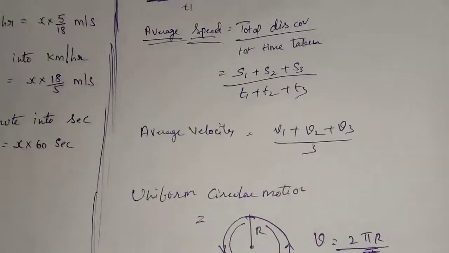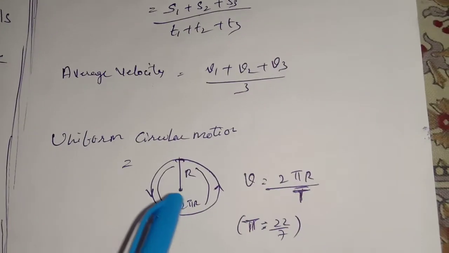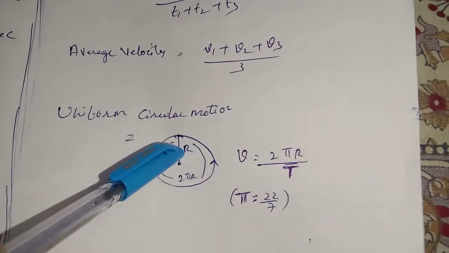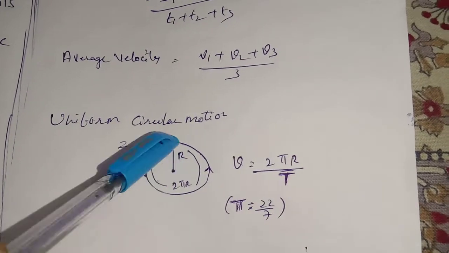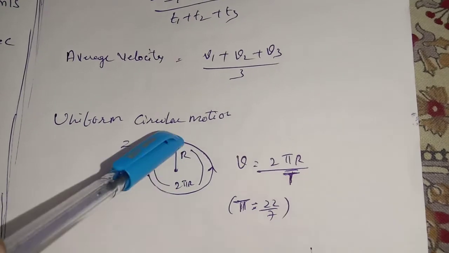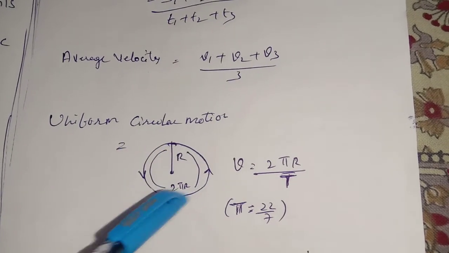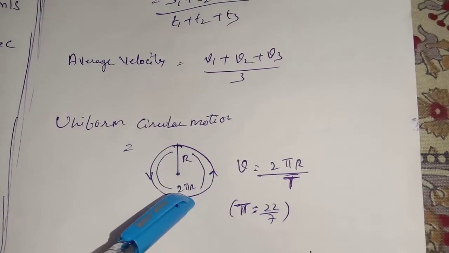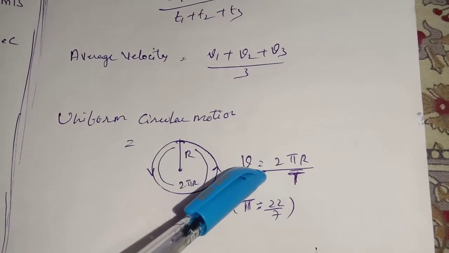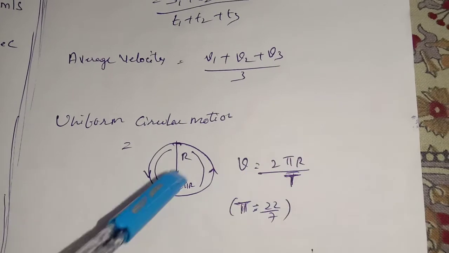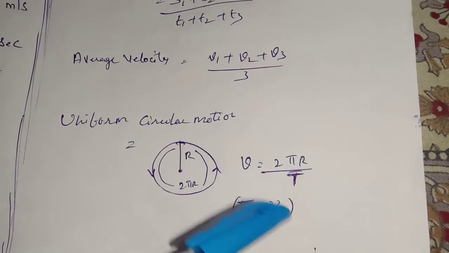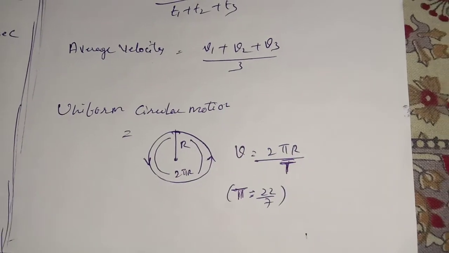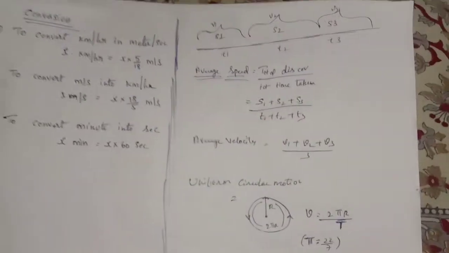Another formula is for uniform circular motion. They will ask some questions regarding this. This is the radius, this is the midpoint, and the total distance covered is 2 pi r. So velocity is equal to 2 pi r divided by the time taken. The value of pi you know is 22 by 7. These are the very important formulas in the lesson motion.